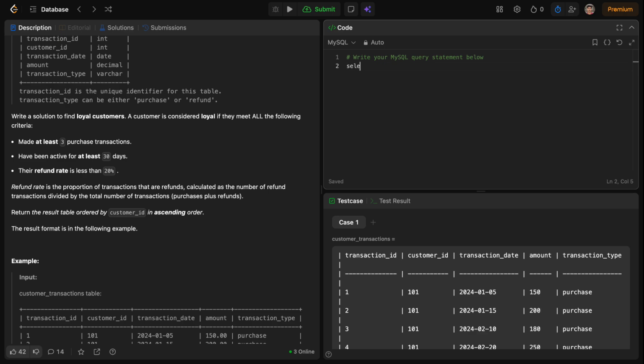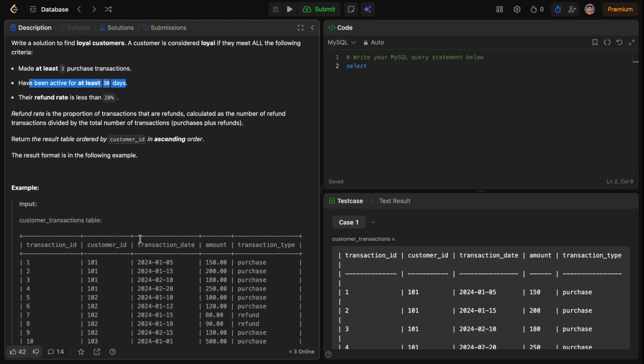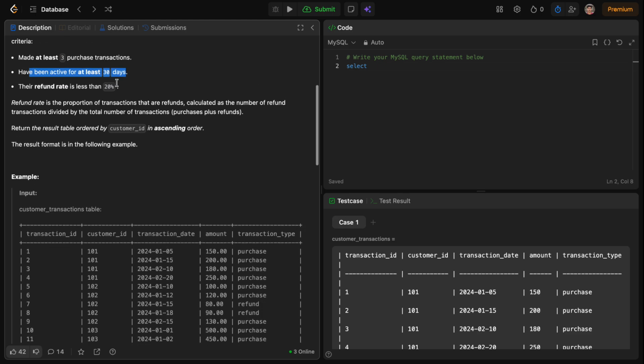First we start from the very basics. For the active at least 30 days condition, we have to find the minimum and maximum date for each customer ID, and then find the difference between both dates. If the difference is greater than or equal to 30, then we follow this first condition. Let's see what we can do next. The minimum transaction date as minimum date. First we take the customer ID.